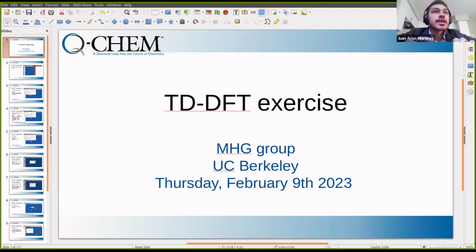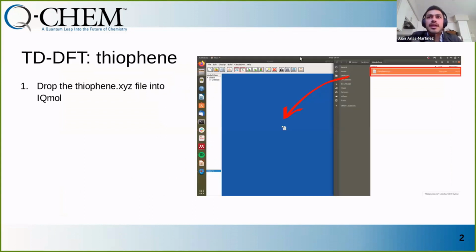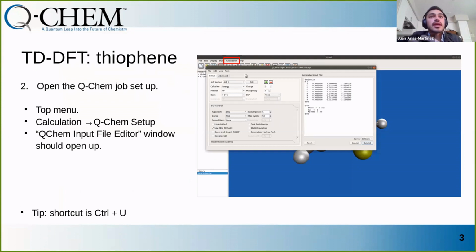For the second exercise, we will be employing TDDFT to calculate the excited states of thiophene. I believe you've seen enough information about how to construct molecules in IQMO. In this case, you are provided with an XYZ file, which contains the geometry. You simply drop it into IQMO, and you should see the molecule pop up. To set up the calculation, you go through the usual procedure of clicking calculation and then opening up the Q-Chem setup window.